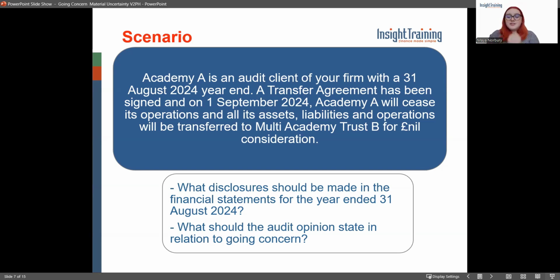So just think for a moment, what disclosures should be made in the financial statements for the year ended 31st of August 2024 and what you'd expect your audit opinion should state in relation to going concern.